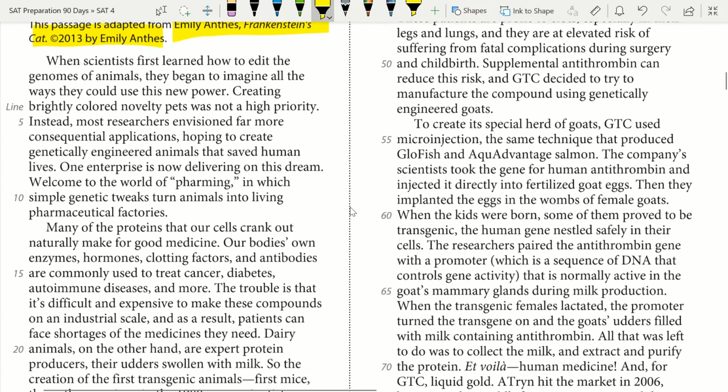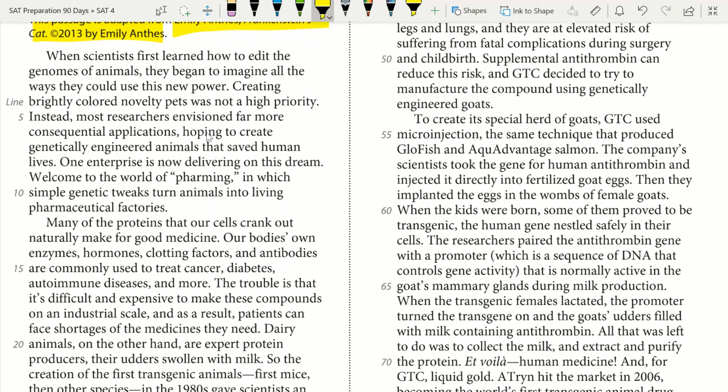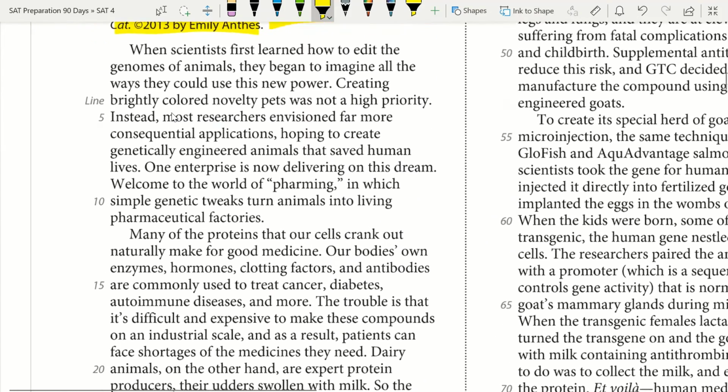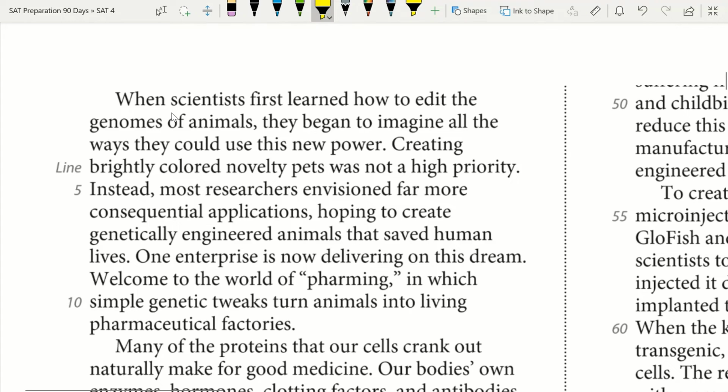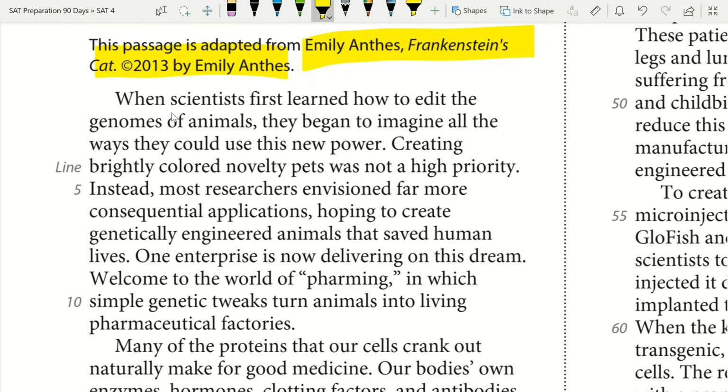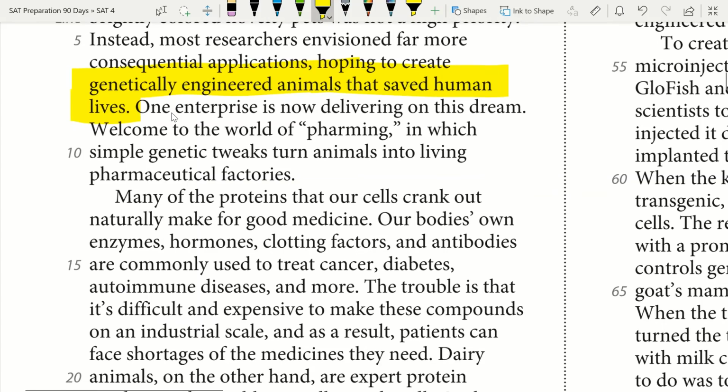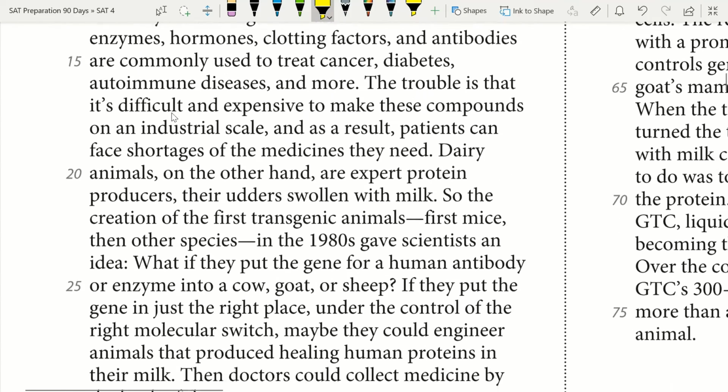When scientists first learned how to edit the genomes of animals, they began to imagine all the ways they could use this new power. Creating brightly colored novelty pets was not a priority. Instead, most researchers envisioned far more consequential applications, hoping to create genetically engineered animals that saved human lives. Now, that dream is being delivered. Welcome to the world of "pharming," in which simple genetic tweaks turn animals into living pharmaceutical factories.